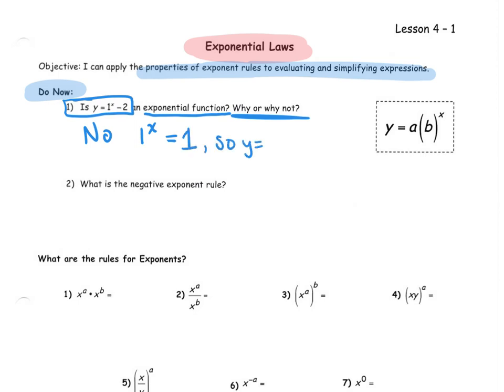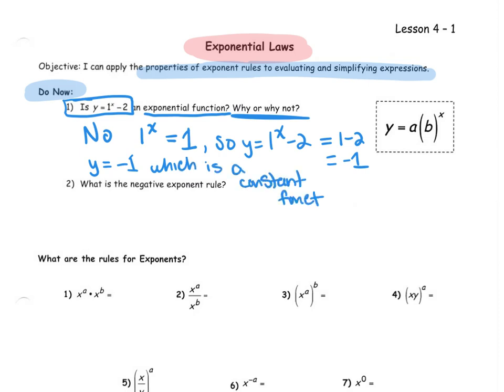So y equaling 1 to the x minus 2 is really just 1 minus 2, which is -1, a constant function. So no, we end up getting y equals -1, which is a constant function. Okay, there's no exponential function going on here. This is what an exponential function looks like, where we're looking at b being either greater than 1 or less than 1. But if it equals 1, we're going to end up getting whatever this is to the x power of it being 1.